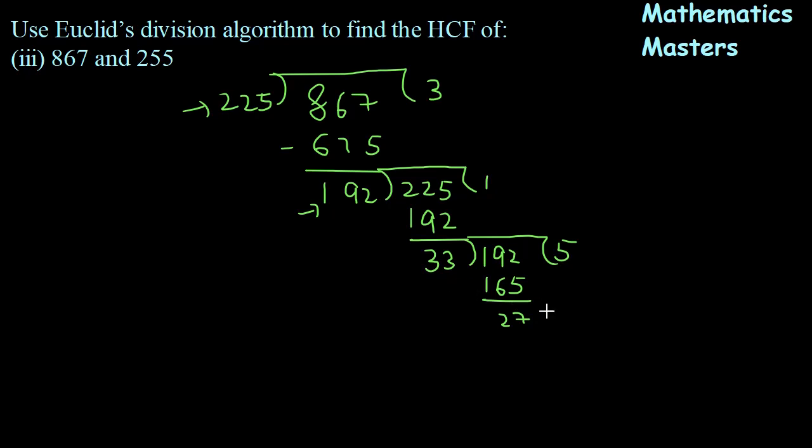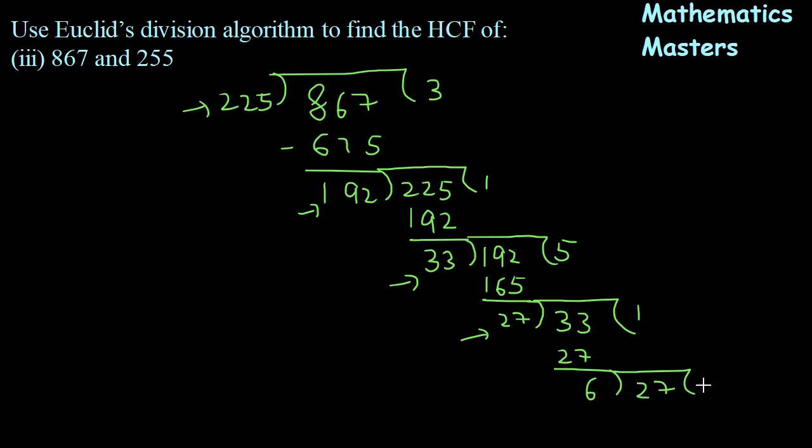So this is going on and on. The remainder 27 will now divide the previous divisor, which is 33, and 27 times 1 is 27. We have the remainder 6. Let's see where it will stop. The previous divisor was 27 and we'll divide 27 now by 6. 6 times 4 is 24 and the remainder is 3.